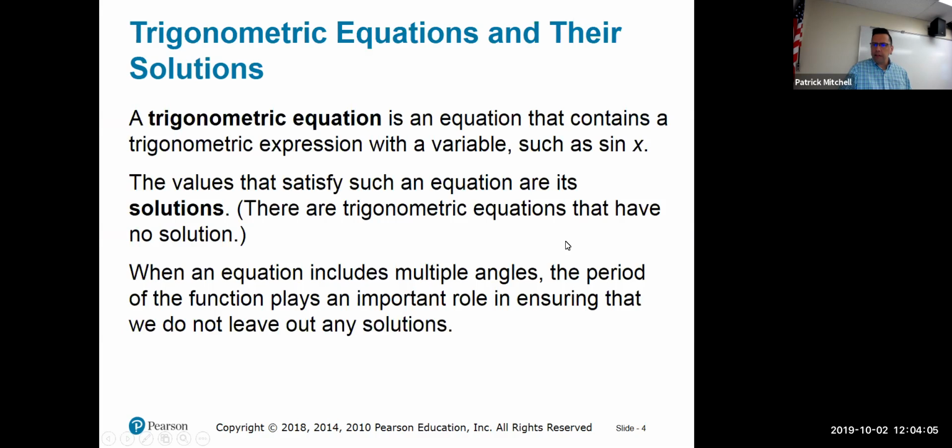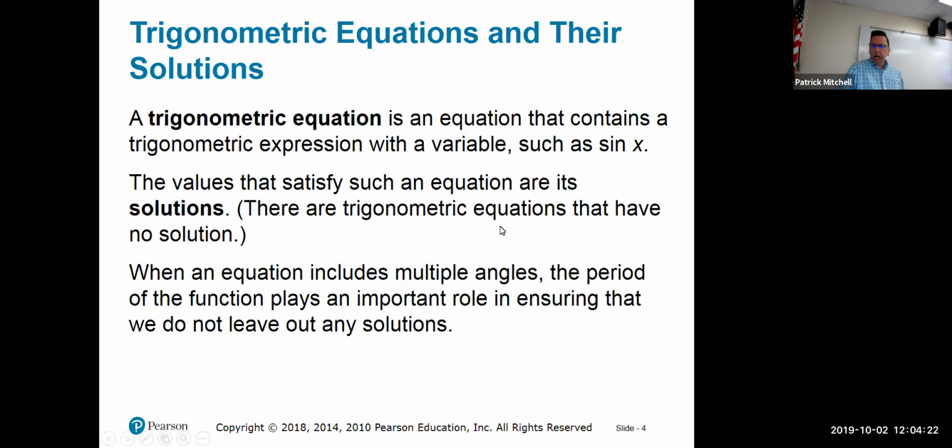I guess this is what I just said to you. A trigonometric equation is an equation that contains a trigonometric expression with a variable, such as sine x. And the values that satisfy that equation are called its solutions, just like any other equation.